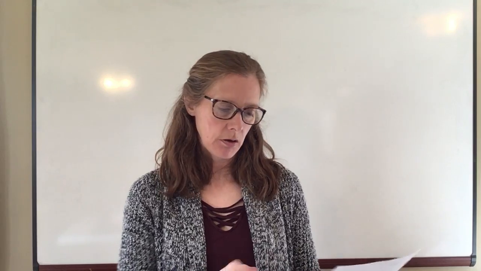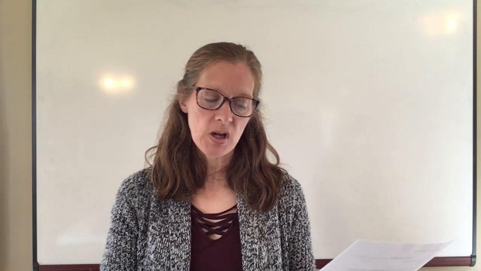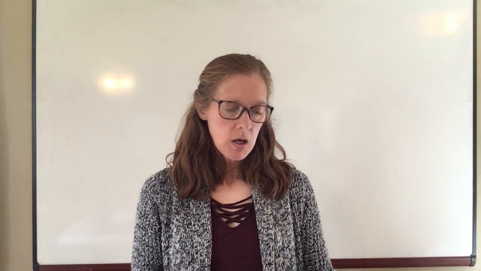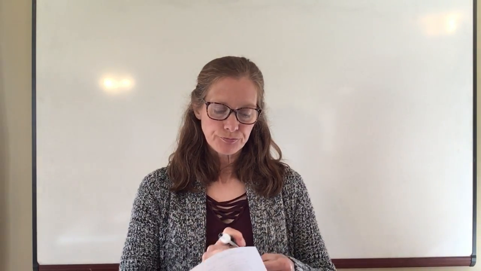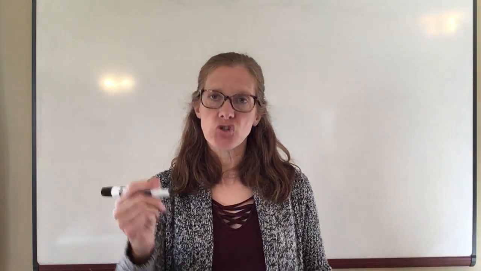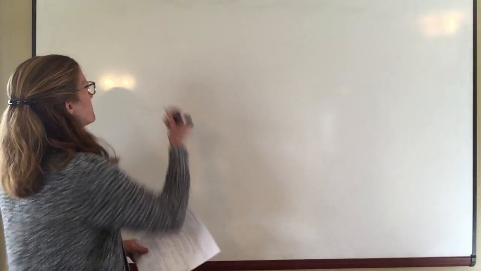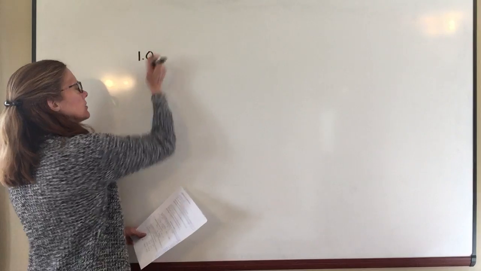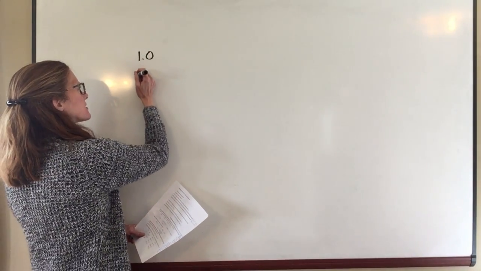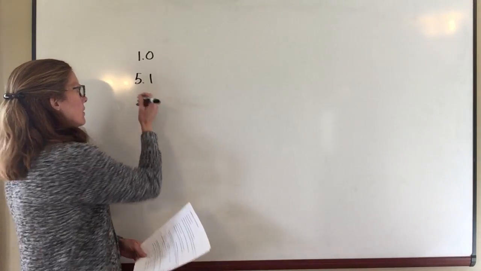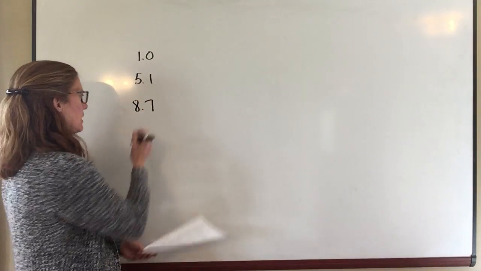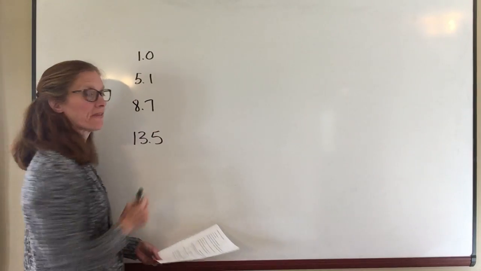The pH of the solution is written next to the chemical formula. You can see that on the problem in front of you. We want to identify the acids and the bases, indicate their relative strengths, and the relative sizes of their Ka or their Kb. The first thing I'm going to do to solve this problem is list the pHs in order. The smallest pH that I have is 1.0. The next size up is a 5.1. From there I go to an 8.7 and then to a 13.5.